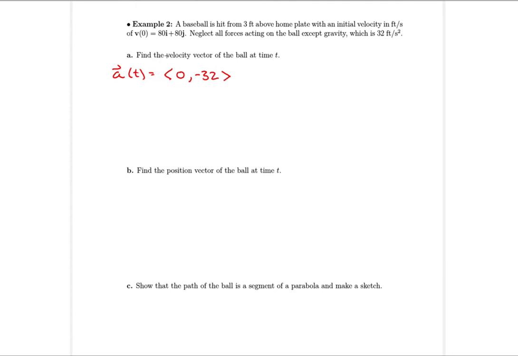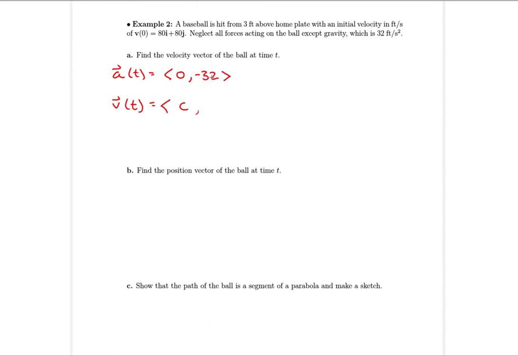All right. It asks us to find the velocity vector, but that's okay because we know that the velocity would have to be the antiderivative of acceleration, right? If acceleration is the derivative of velocity, then velocity is the antiderivative of acceleration. So what happens here is that we can take the antiderivative of 0, which is a constant of some sort, I suppose.